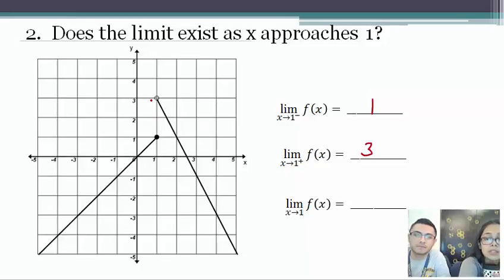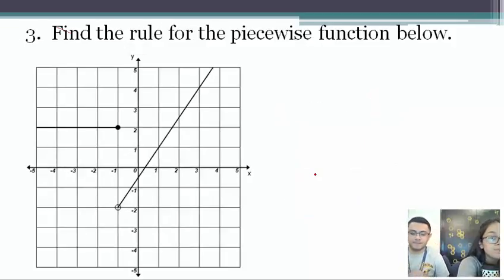So when someone asks you, does the limit exist? You say it does not exist because they're different. If it existed, it should have been the same point. It should have met at the same point. You got that? Let's try a different example.